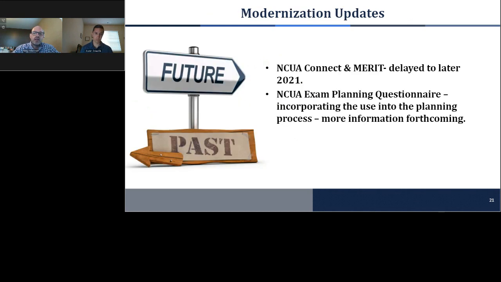Now for some internal stuff. NCUA last year and the year prior, we began piloting NCUA Connect, as we call it. And we also began piloting our new exam tool, which is called Merit, which stands for Modern Examination and Risk Identification Tool. NCUA Connect is our secure entry point for documentation and connection. Because of the COVID pandemic, we're delaying the rollout of that and any training efforts that we had planned. And we're going to try to do that in the second half of this year.